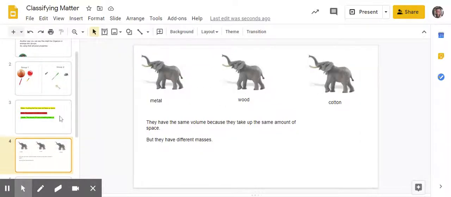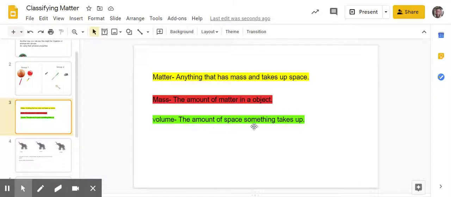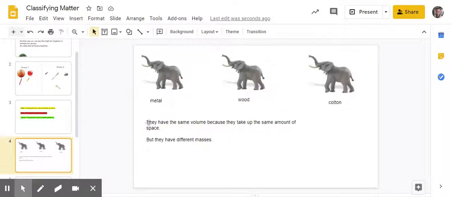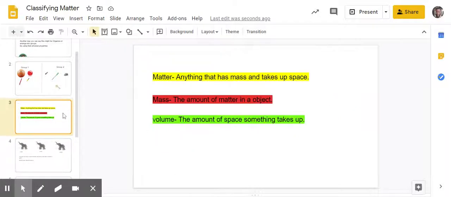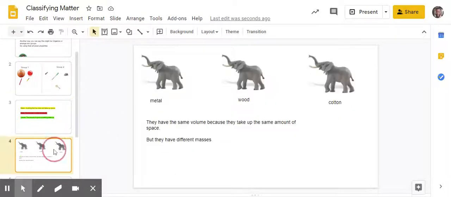So the volume is going to be the amount of space something takes up. All three of these take up the same amount of space, so they will have the same volume. But the only difference is the mass, which is the amount of matter in an object. So if this is metal, it's going to be a little heavier to pick up than the wood or the cotton because it has more mass. And mass is going to be packed in there tightly. So anytime you try to pick up something and it's too heavy, that's because it has a lot of mass.